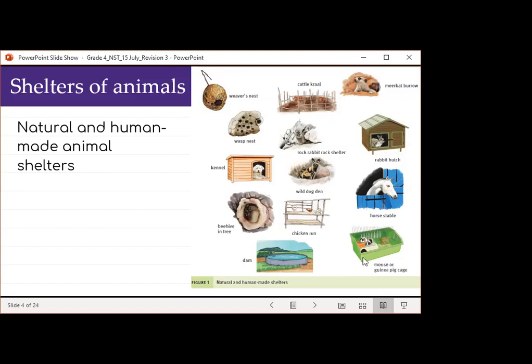And here we have a mouse and guinea pig cage. And just right here in the middle, we have a chicken run. And we have a horse stable. So these two are human-made. Then the wild dog den, that is natural. And then we have a rock rabbit shelter. And that is also natural. And then we have a rabbit hutch that is human-made. And then here we have a meerkat burrow, which is natural, and the kraal, which is also a human-made shelter. Okay, so you guys just need to be able to differentiate between natural as well as human-made shelters.